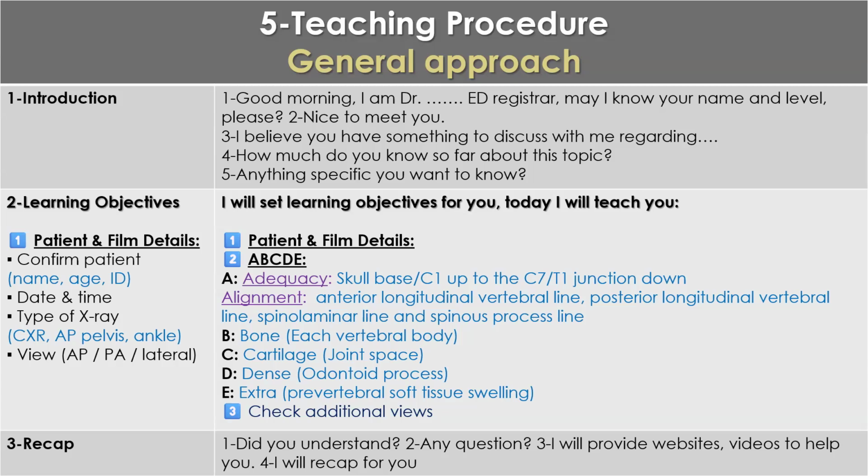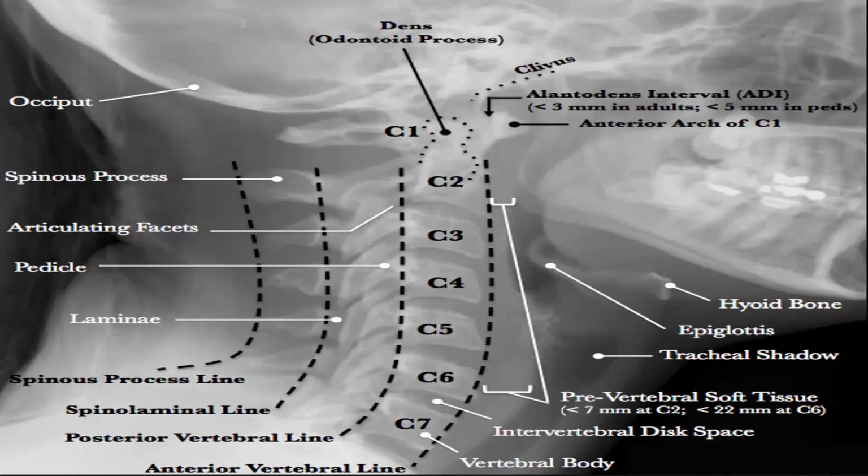Okay. Then the next point, B, bone. So each vertebral body, you will check for what? Each vertebral body. The height, the height here, height here, height here. So height in front, height in the center, height in the back. And the quadrangle shape. So shape normal, shape normal, shape normal. And also the height, three sides. So in front, back, and in the center.